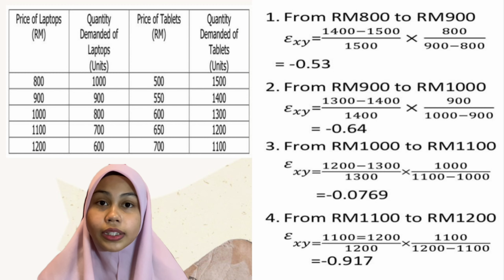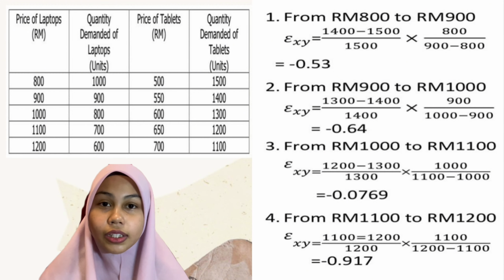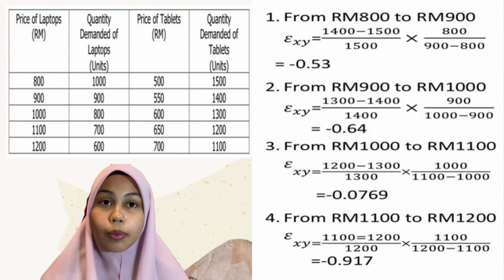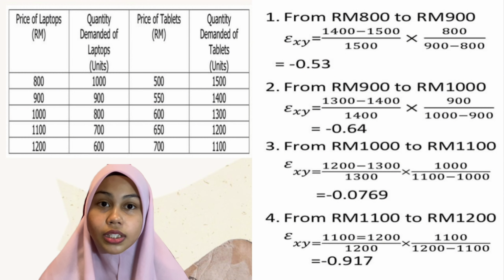However, we can take the strongest one as an answer, which is the most negative value. The most negative value here is from RM 1100 to RM 1200. After the calculation, it's equal to negative 0.917.